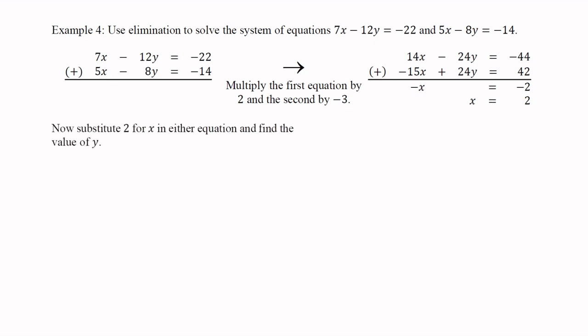Now we're going to substitute 2 in for x into either equation. We'll just choose the first one here. Put 2 in for x. 7 times 2 is 14. Subtract 14 from each side, and you get negative 12y equals negative 36. And then divide each side by negative 12 to get y equals 3.